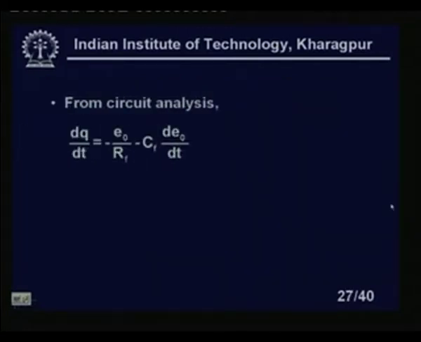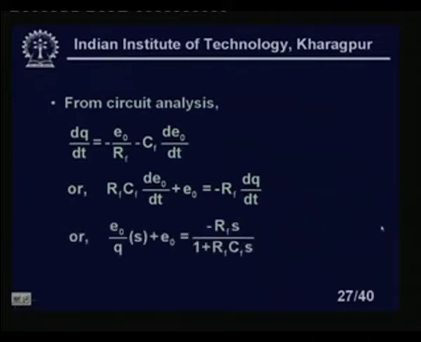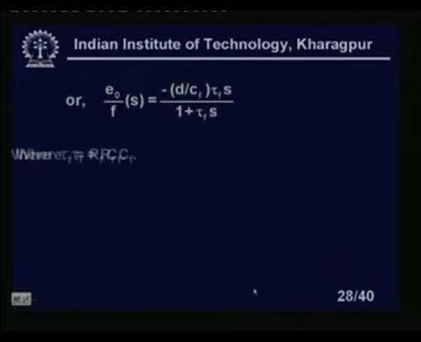Now, from circuit analysis we can say that dq/dt equals minus E0/RF minus CF dE0/dt. So, this gives RF CF dE0/dt plus E0 equals minus RF dq/dt, just algebraic manipulations. We can write, in the S domain, E0/Q(S) equals minus RF S upon 1 plus RF CF S, and E0/F(S) equals minus (D/CF) tau_F S/(1 plus tau_F S), where tau_F equals RF times CF.